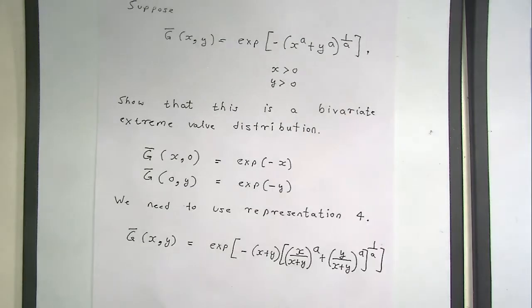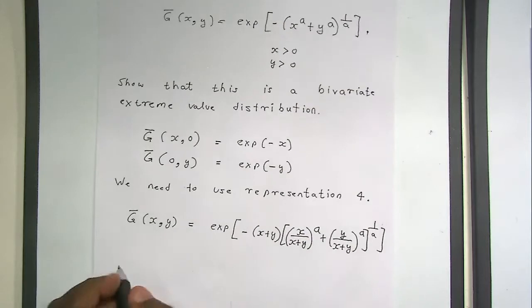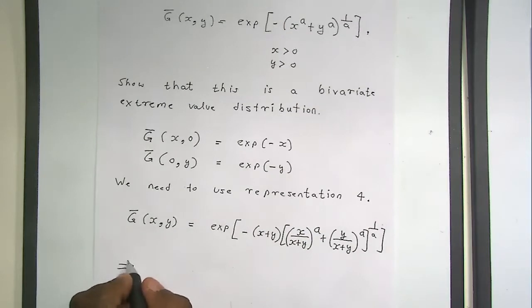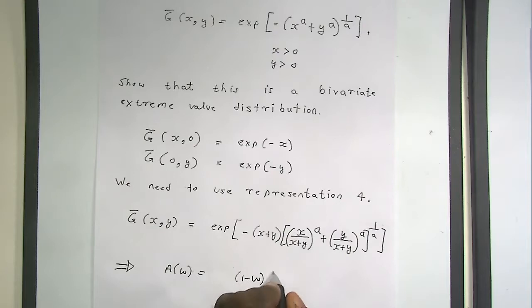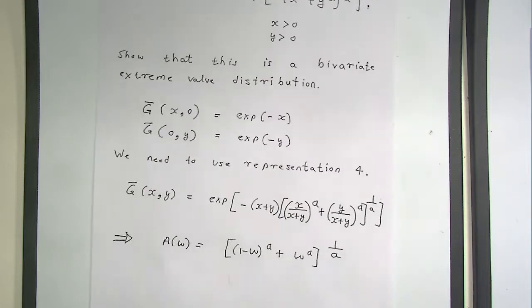So you can write G bar in this form. So this implies that your A function, A of omega, is equal to 1 minus W of omega. Okay, this is what you got. Now we need to check the 4 conditions.